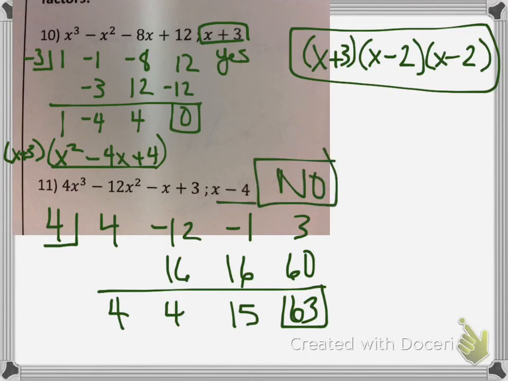Because if this doesn't come out to a 0, then I can't factor like I did on number 10.